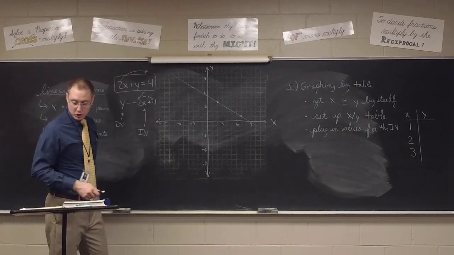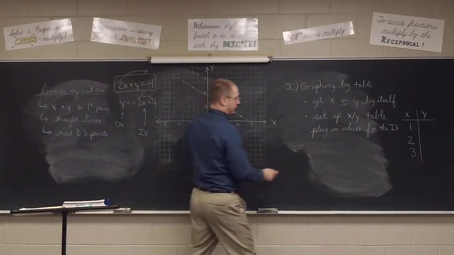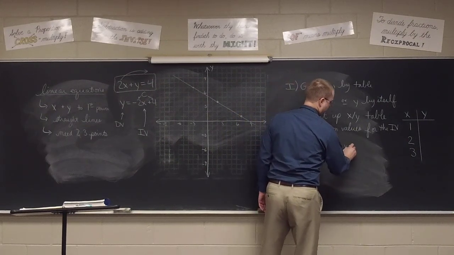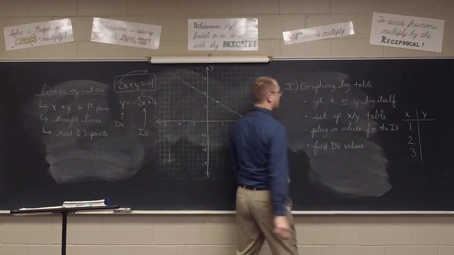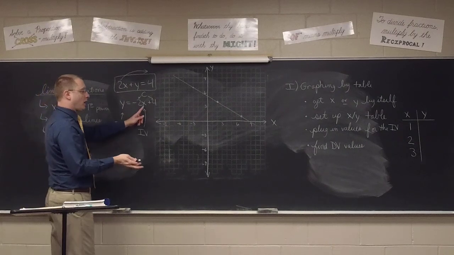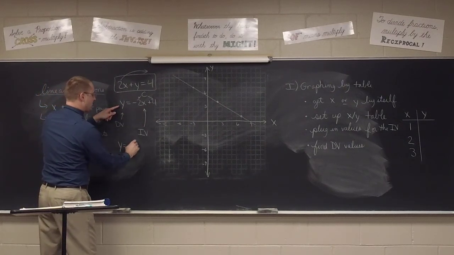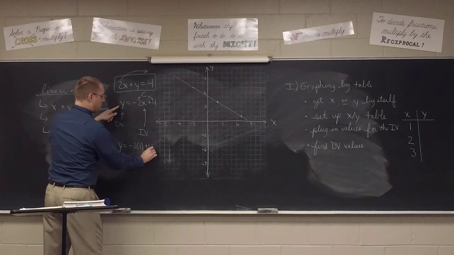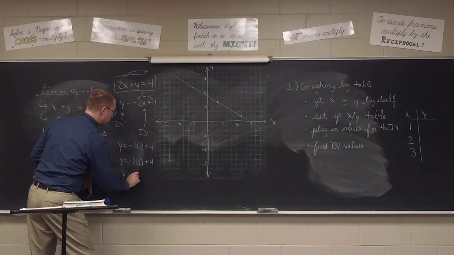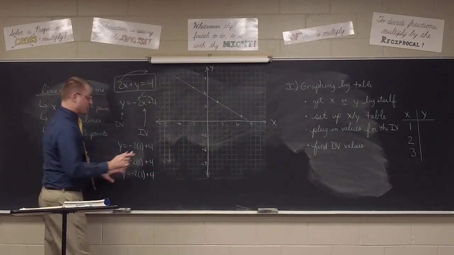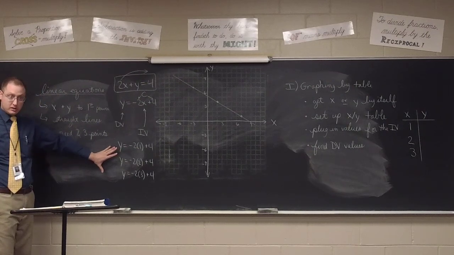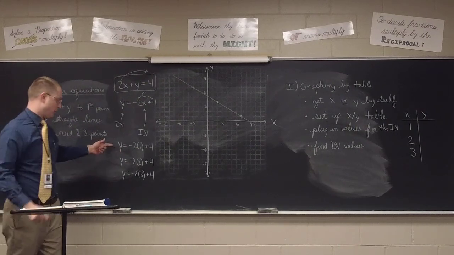Step number 4 is to find the dependent variable values. Find the DV values. So we plug them into the chart. We also have to plug them into the equation. So that's going to give me y is equal to negative 2 times 1 plus 4, y equals negative 2 times 2 plus 4, y equals negative 2 times 3 plus 4. We not only plug them into the XY table, we also plug them into the equation. Make sense?